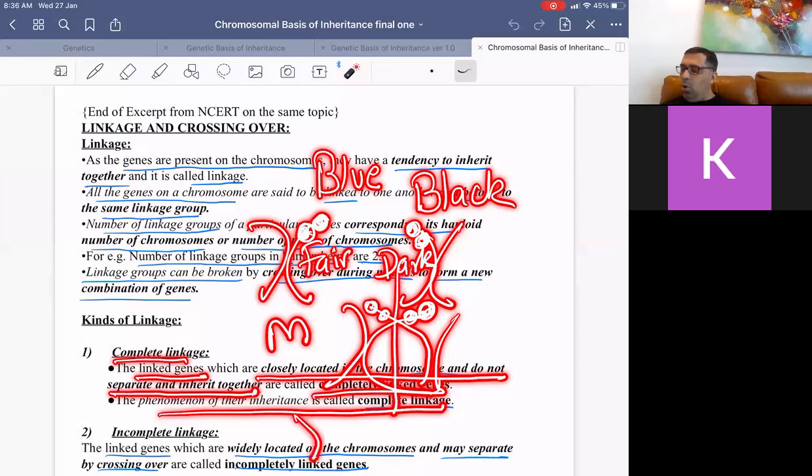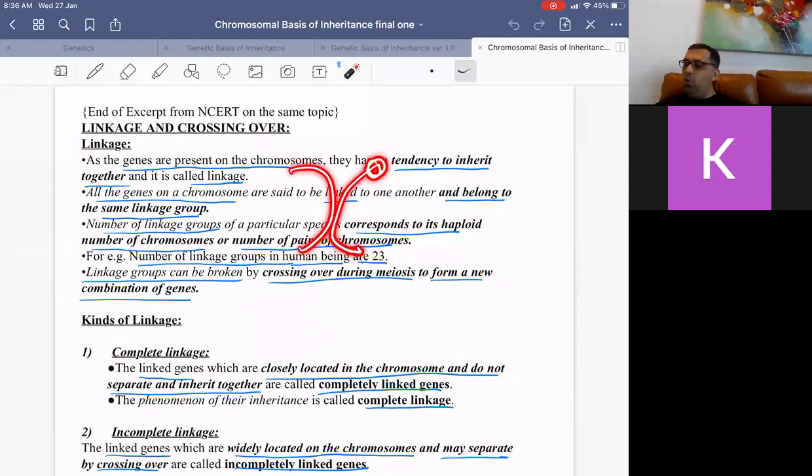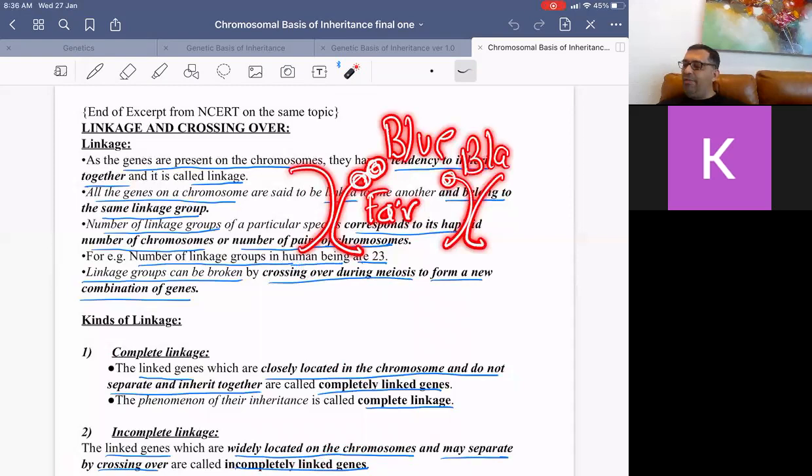Maternal chromosome will have black and dark. Black and dark came onto the maternal. And on the paternal chromosome, here you have blue and fair. So blue and fair stay together, black and dark stay together, because both of them have recombined. Very rarely it will happen that here you have blue and here you have fair, and here you have black, and here you have dark, and recombination takes place this way.